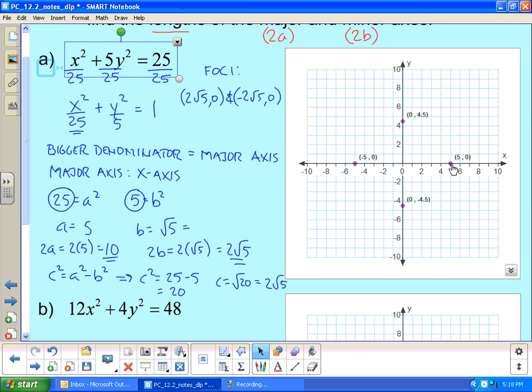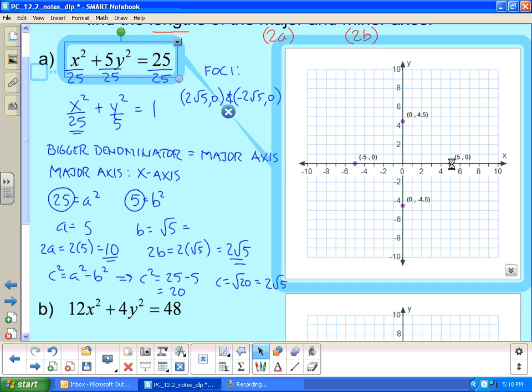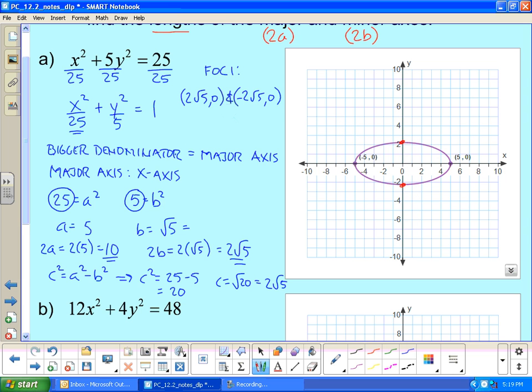Now let's see here if this is going to work right. Whoops. What happened? Oops. I graphed my b values at 2 root 5. That's actually twice my b. I wanted them to be at root 5. There they are. There's root 5, just past 2.